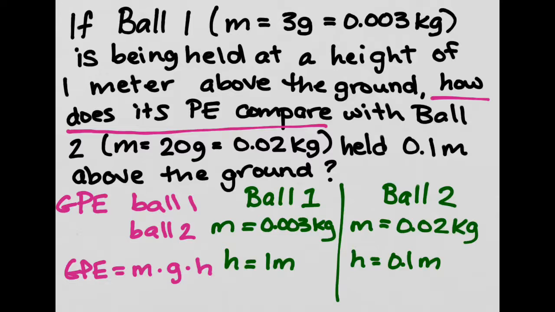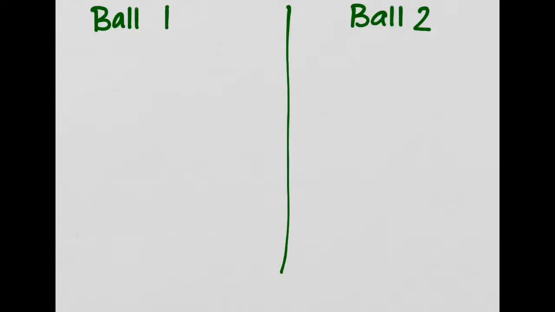Alright, so now I have everything I need to know. I know that I need to use the equation for gravitational potential energy, and then I know that I need to use the mass of ball 1 as 0.003 kilograms, its height as 1 meter. And ball 2, mass of 0.02 kilograms, and then height of 0.1 meter. Now I need to calculate mass times the force of gravity times the height for both. I've done my strategy for both of these.